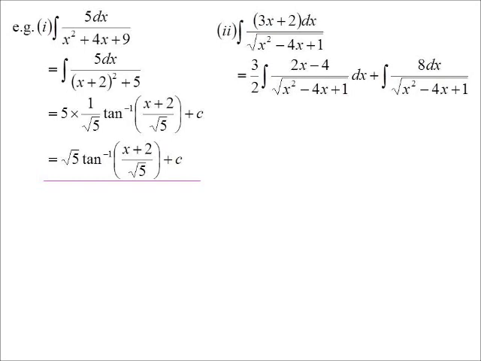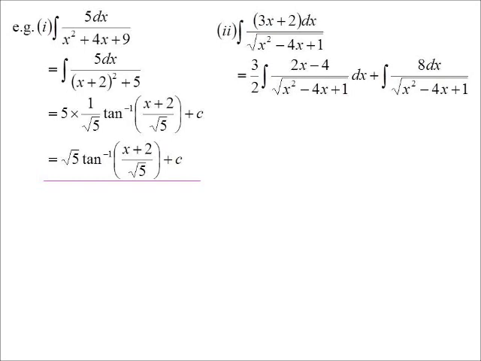So I create the derivative of the quadratic in the denominator. X squared minus 4x plus 1, its derivative is 2x minus 4. But I don't have 2x, I've got 3x, so I need to balance that out. That gives me 3 on 2 out the front, because 3 on 2 times 2x would give me the 3x that I want. Now I just have to work out what has happened with the constant, because the negative 4 times 3 on 2 is not going to give me plus 2. Negative 4 times 3 on 2 actually gives me negative 6. So therefore my constant in the second integral, I have to add 8, so it becomes plus 8.